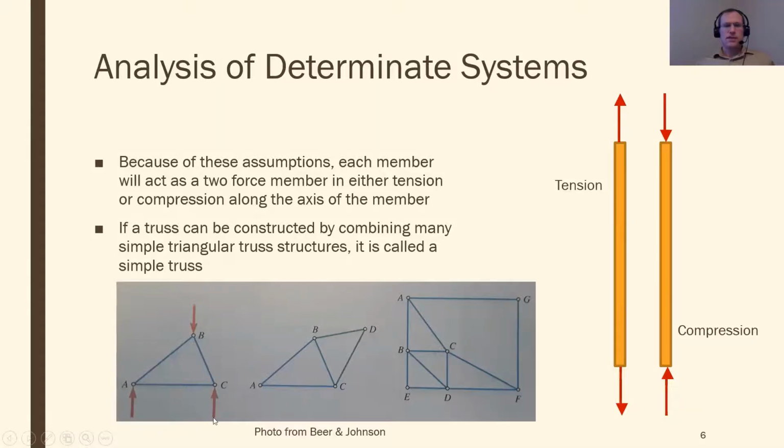As we've seen, a lot of trusses are made out of triangles. If you have a structure that's made out of a whole bunch of triangles, that's called a simple truss. You can see down here, the triangles don't need to be the same. They can be different triangles, but as long as you can make a structure out of a whole bunch of triangles, those are simple truss structures.